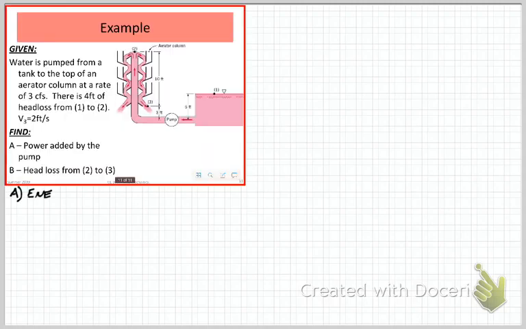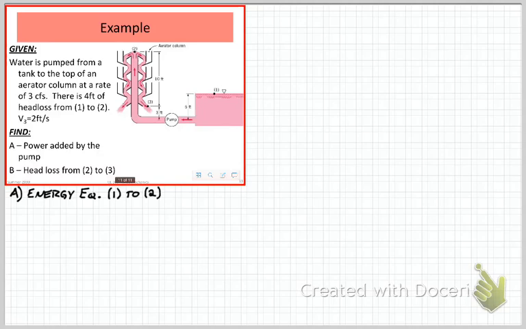And so in this example we're given an aerator that would be typical to find in something like a wastewater treatment plant. Flow rate of 3 cubic feet per second, 4 feet of head loss between points 1 and 2, and given a velocity at point 3 where the fluid actually exits the aerator as a free jet. Two parts here. First, find the power added to the system by the pump.